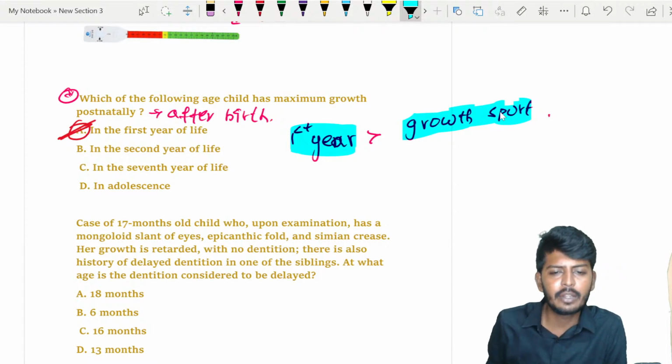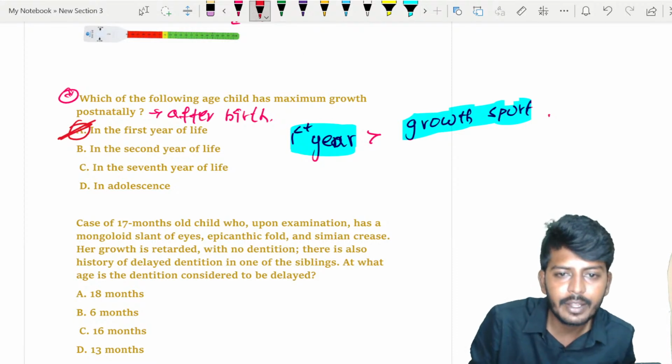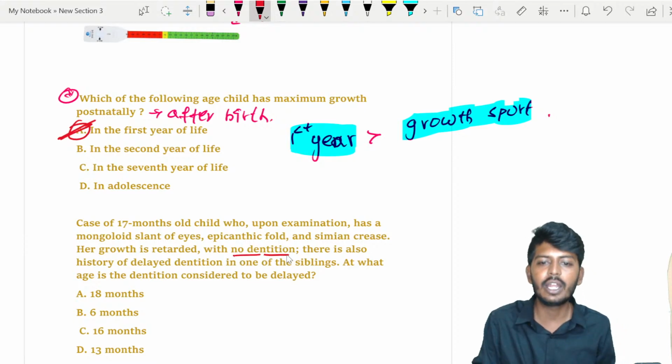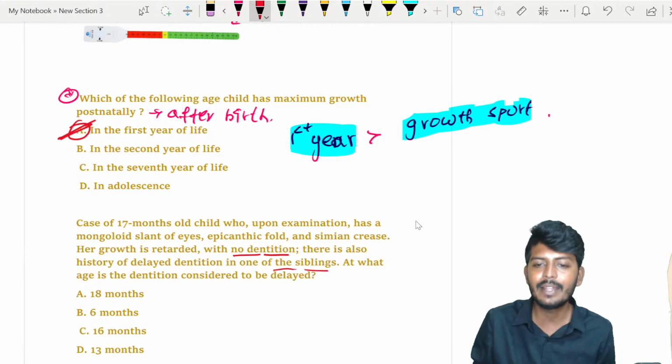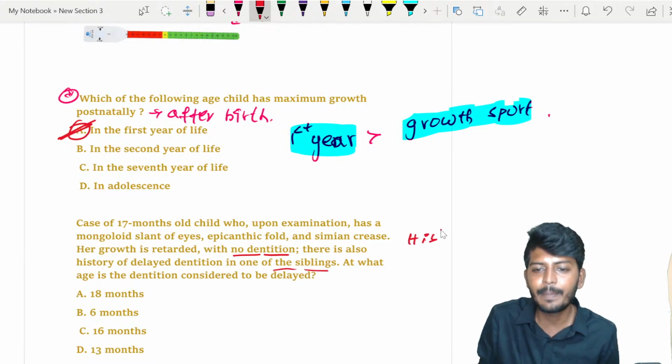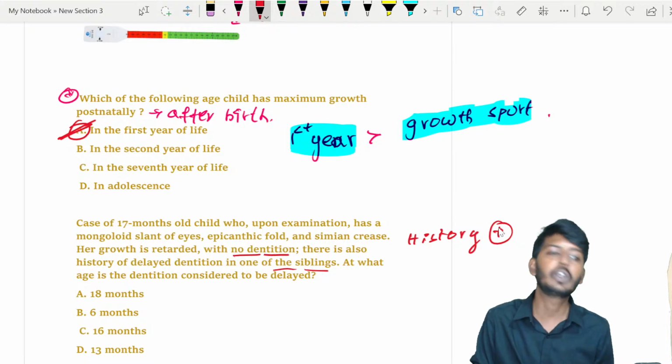A case of a 17-month-old child who, upon examination, had mongoloid slant of eyes, epicanthic fold, and simian crease. Her growth is retarded with no dentition. Remember, no dentition, no teeth. There is also a history of delayed dentition in one of the siblings. At what age is the dentition considered to be delayed?